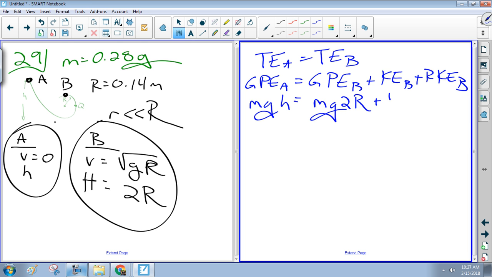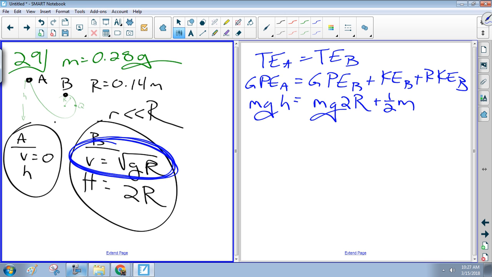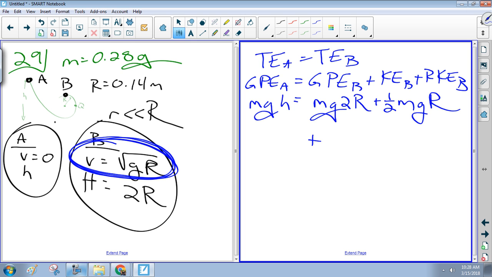KE at B is 1/2 m v squared. Why am I happy? Because v squared just gives you gR, right? Plus our RKE. Tell me something useful about the RKE since it's smooth rolling. It's not I times KE, it's beta times KE, right? It's a solid brass ball. So what's beta for a solid sphere, you guys? 2/5, right? That's my beta times my KE.